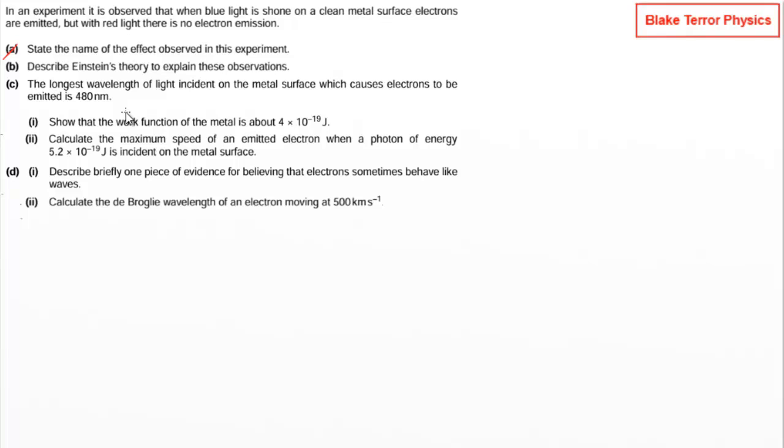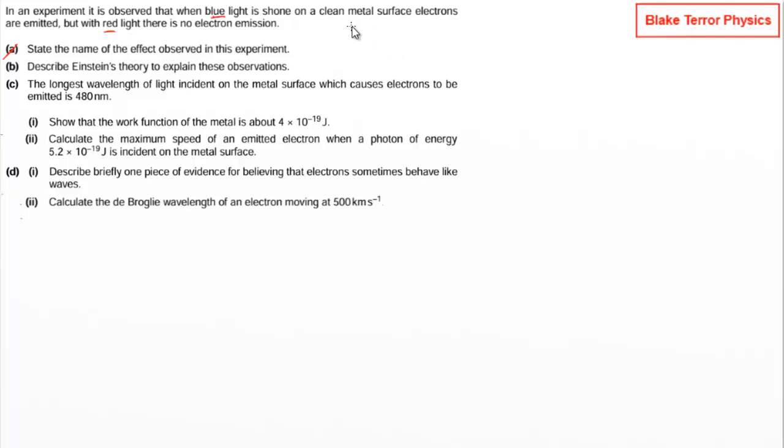B, describe Einstein's theory to explain these observations. Right, it's quite a few things we're going to want to explain in here. But of course, we need to explain, well, we've got electron emission happening. And then why is it happening for blue light but not happening for red light? This is the important thing.